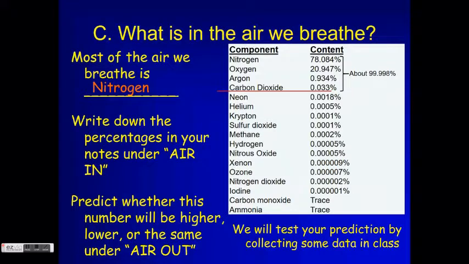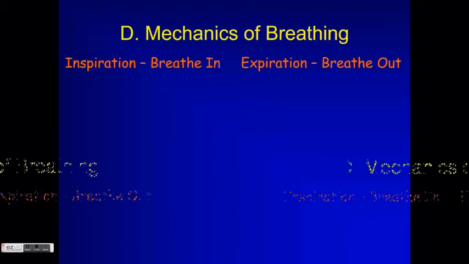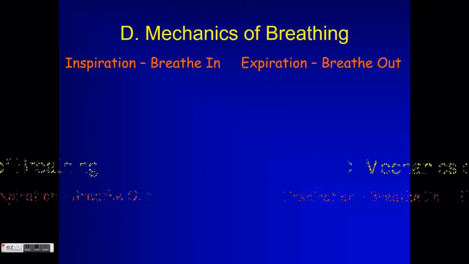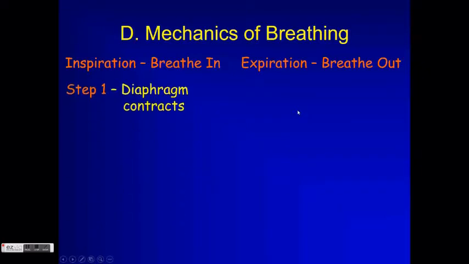How breathing works. You have a chart here that shows inspiration, which is breathing in, and expiration, which is breathing out. I'll show you the model and show you how this diaphragm works to bring air in. But step one of breathing in is the diaphragm contracts. When the diaphragm contracts, that means it's being pulled into the down position. And by being pulled down, you're increasing the volume in your chest cavity.